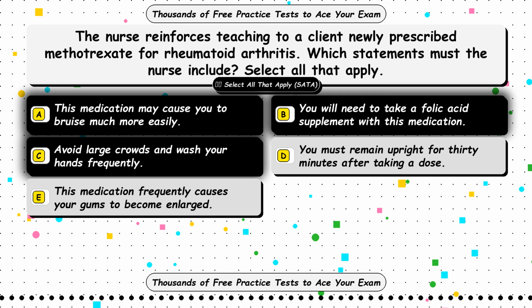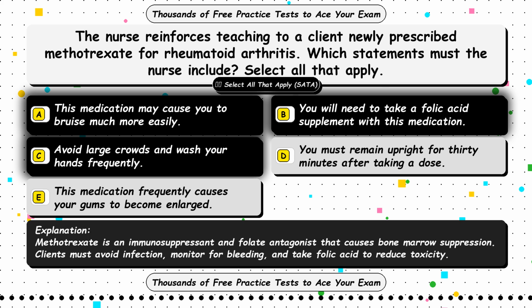The correct answers are options A and B and C. This medication may cause you to bruise much more easily. You will need to take a folic acid supplement with this medication. Avoid large crowds and wash your hands frequently. Methotrexate is an immunosuppressant and folate antagonist that causes bone marrow suppression. Clients must avoid infection, monitor for bleeding, and take folic acid to reduce toxicity.